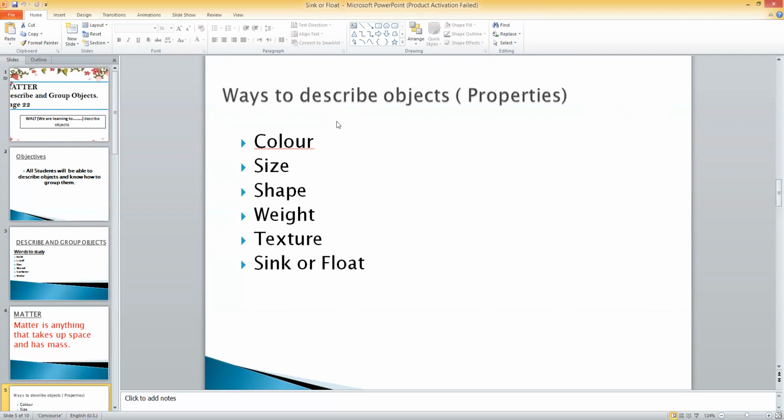Then weight. It can be heavy or light. My table is heavy, my book is light. Then texture. It can be smooth or rough. My sponge is rough while the surface of my table is smooth. Then it can sink or float. That is what we are discussing today. Why some objects can sink, and why some objects can float.